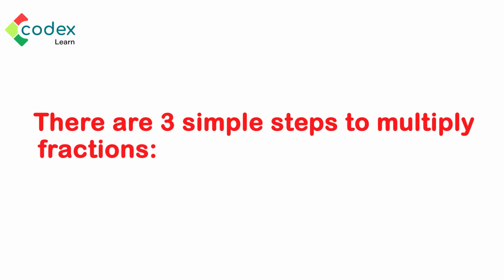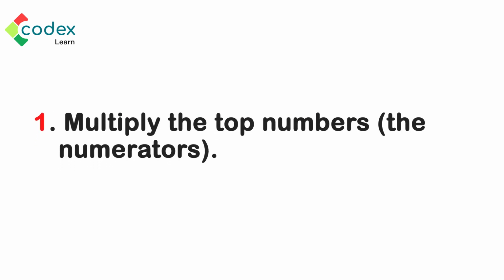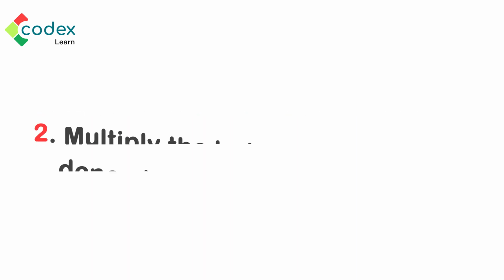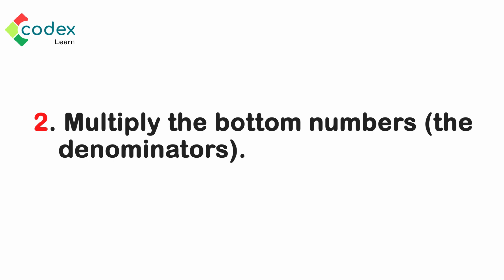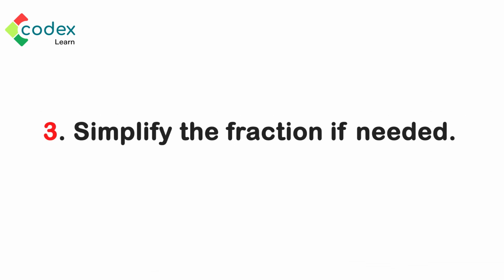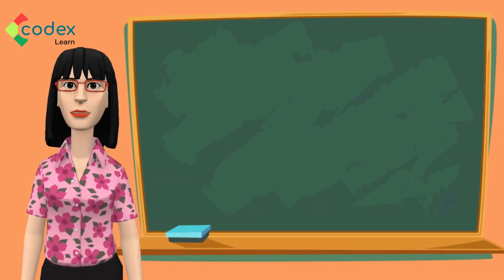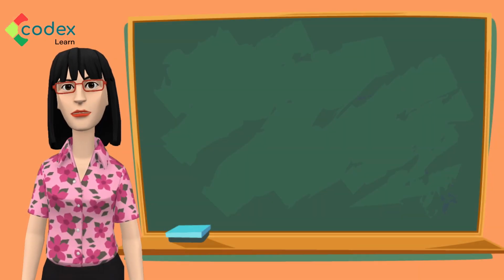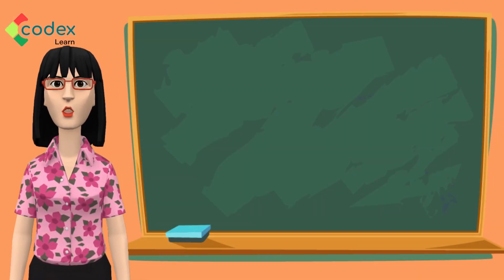There are 3 simple steps to multiply fractions. Step 1. Multiply the top numbers, the numerators. Step 2. Multiply the bottom numbers, the denominators. And step 3. Simplify the fraction if needed. Let's think about an example. Let's multiply the fractions 1 above 2 and 2 above 5.